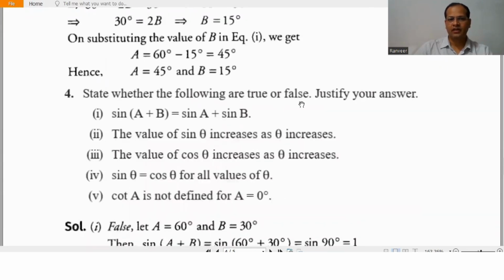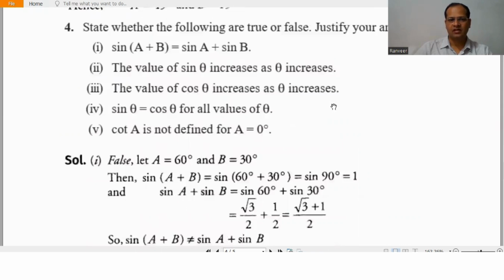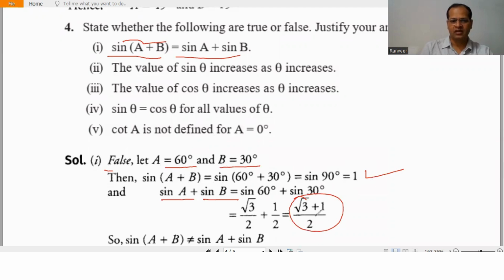State whether the following are true or false. Justify your answer. sin(A plus B) equals sin A plus sin B, this is false. So this is not true. You can't multiply directly and write sin A plus sin B. So for that we have to prove. Let A equal to 60 degree, B equal to 30 degree. So sin(A plus B) is nothing but 1, but sin A plus sin B is this value. So left hand and right hand are not equal. So this is wrong.